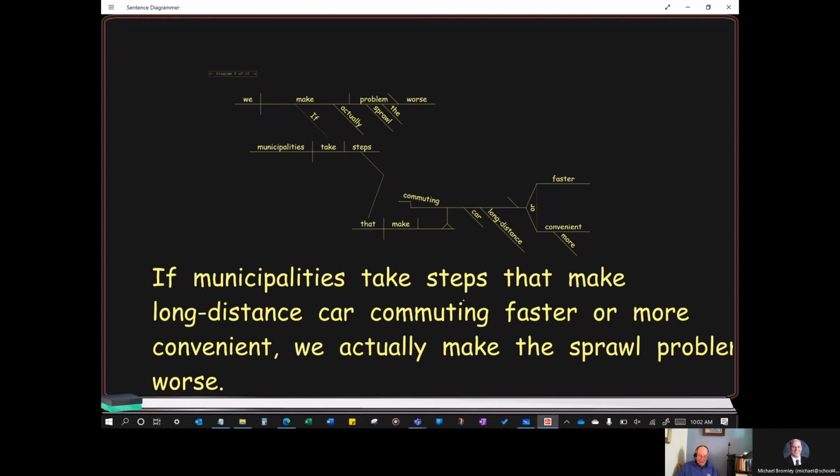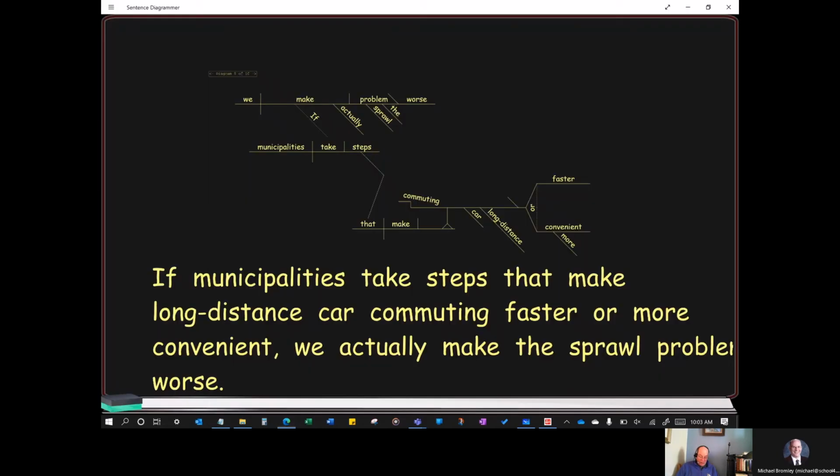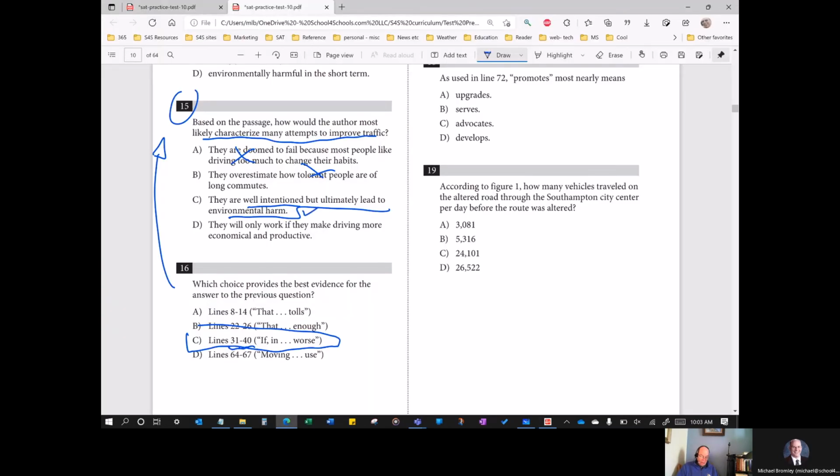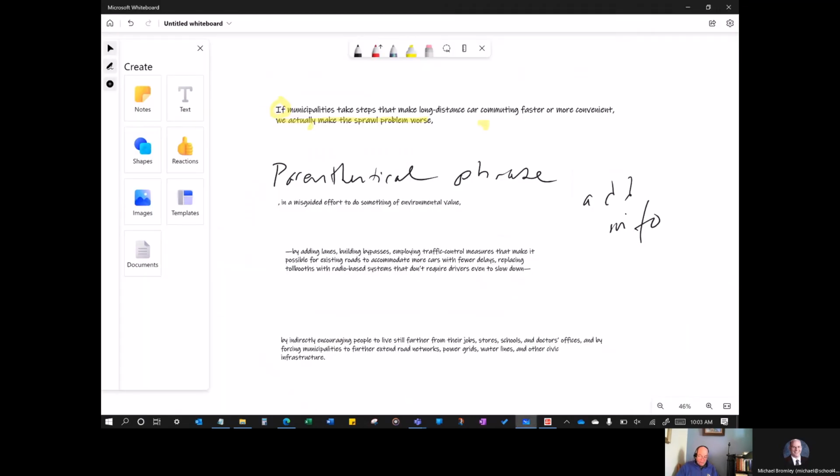Now, I don't see anything in our main clause here that tells us that they're well-intentioned. So we may have to look into those parenthetical phrases that add that information. But the lead to environmental harm, we can see that it makes the sprawl problem worse. So that does give us environmental harm. We can test that well-intentioned, but meanwhile, let's eliminate D. They will only work if they make driving more economical and productive, and it doesn't talk about productivity or economy. So our answer is C.